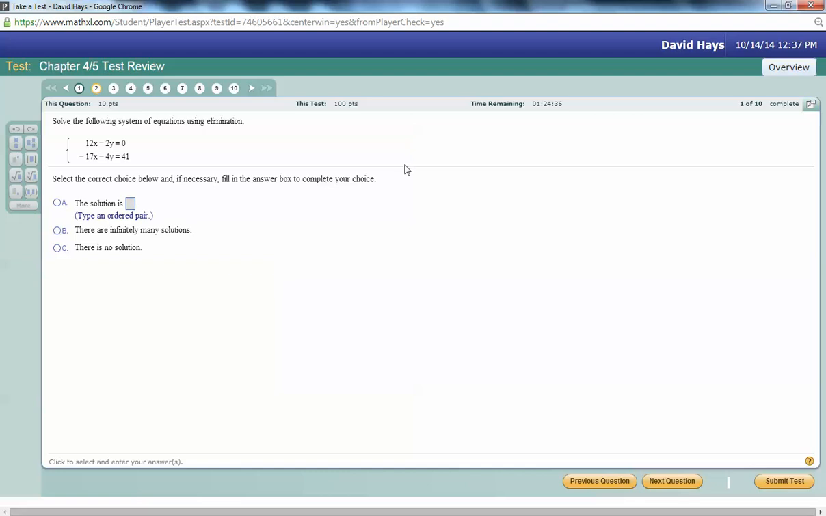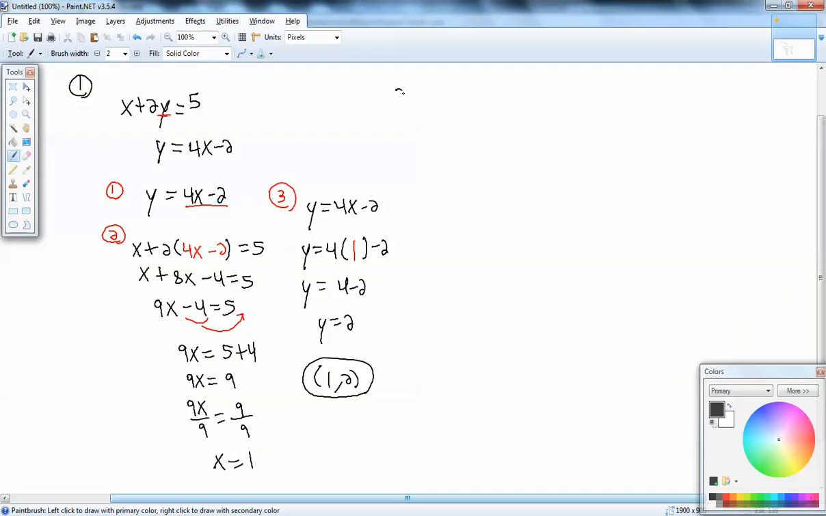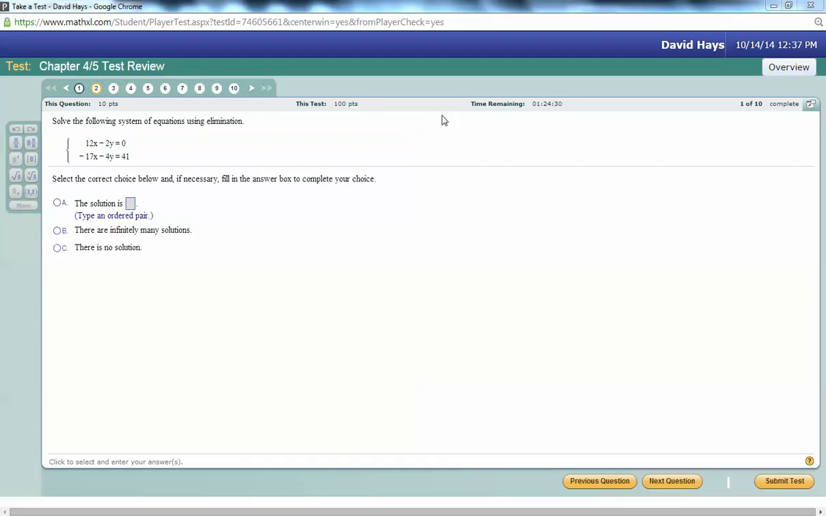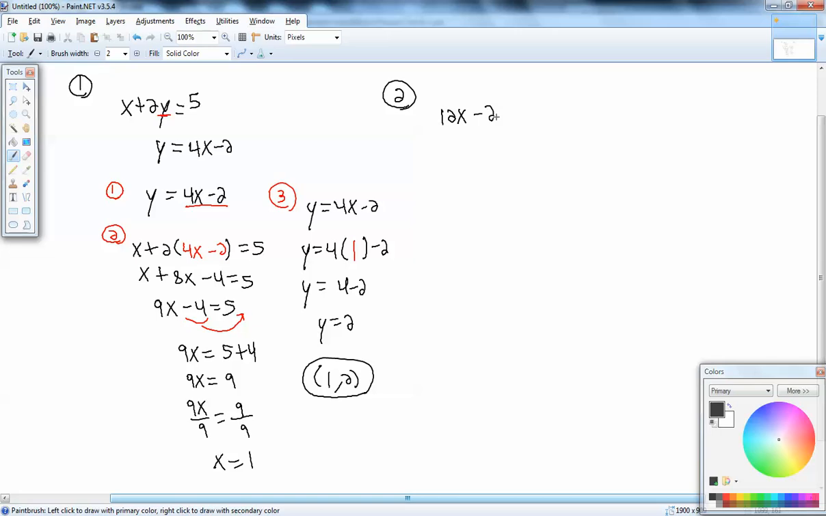Now we want to solve this one using elimination. So we got 12x minus 2y equals 0. And we got negative 17x minus 4y equals 41. Well, with the elimination, we want to eliminate one of the variables, either the x's or the y's. I got 12 and 17 here. I can't think of a harder one to work with, so I'm going to work with the y's. Now, in order for them to be eliminated, if this is a negative 4y, then we want this one to be a positive 4y. They have to be the same number, but the sign's different.